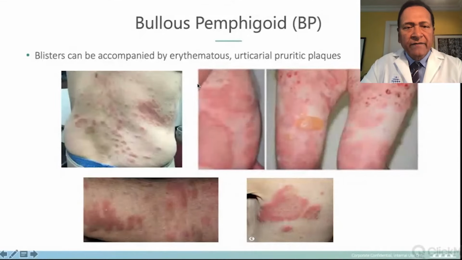And often there's a phase, which often precedes the blisters or can be exclusive in itself, of erythematous urticarial pruritic plaques. And the pruritus can be quite extensive. So you just see these plaques, and here you see urticarial plaques as well as a tense blister here.